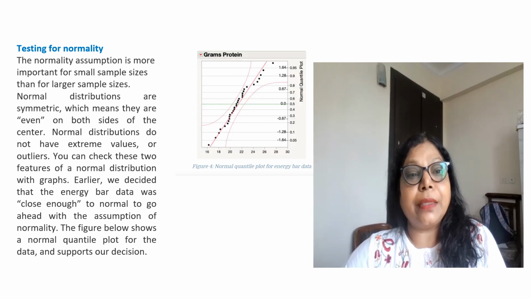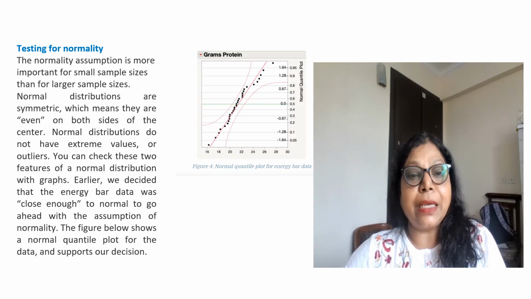Like in the previous case, if you remember, we decided that the energy bar data was close enough to normal to go ahead with the assumption of normality. Here we can see the figure, a normal quantile plot for the data, and this supports our decision.